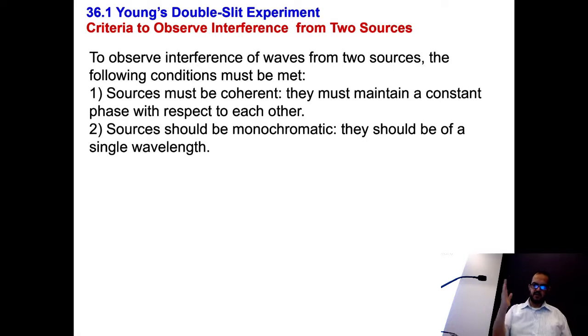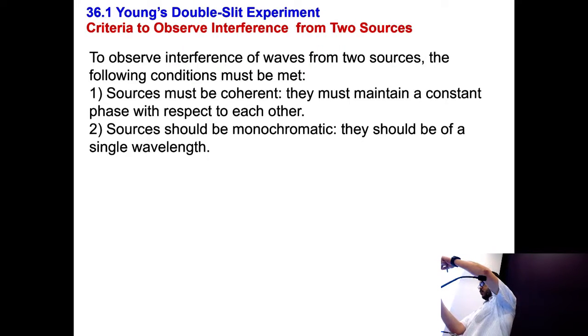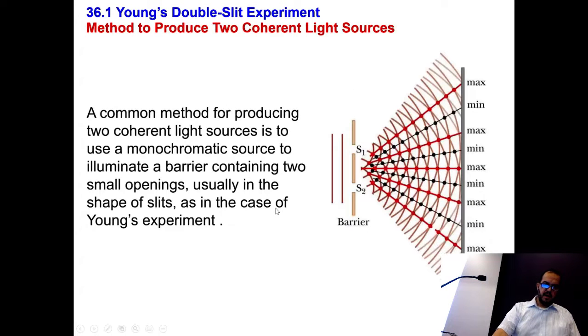In this case, it's because we're using only one laser, and when it arrives at the two slits, first of all, the laser is coherent. It's single frequency or single wavelength. Second, when it arrives at the slits, they are coherent. They are in phase. Okay, so this is how we can perform this experiment.